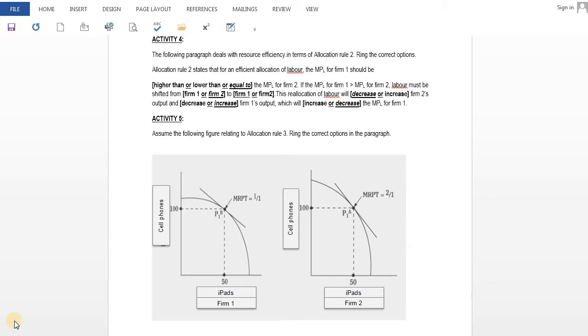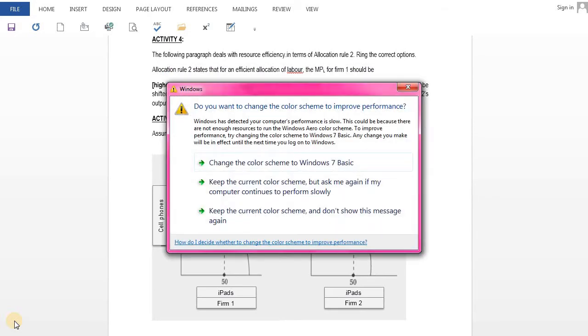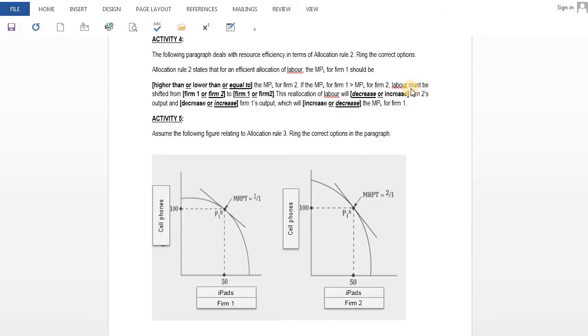Just to give a brief summary, we have 3 allocative rules in economic efficiency: rule 1, rule 2 and rule 3. Rule 1 speaks about the marginal rate of technical substitution, and it says resources will be efficiently allocated when the marginal rate of technical substitution is equal between 2 products for any firm producing the products. It simply means that the marginal rate of technical substitution has to be the same between 2 products produced by 2 firms, right?